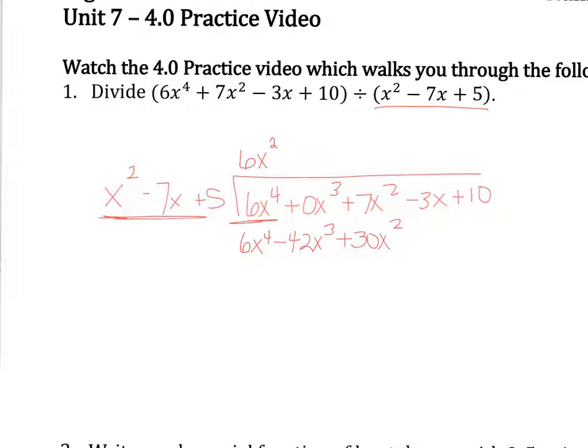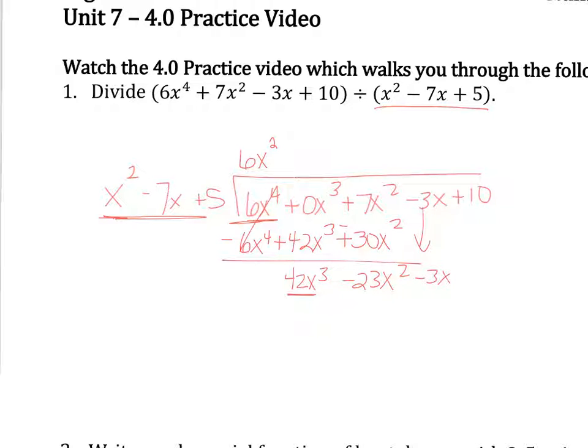So we've divided, we've multiplied, now we're going to subtract. When we're subtracting, we change all of the signs, and then we can just look at it as adding the opposite. So these cancel. We have 42x cubed and negative 23x squared. Then we're going to bring down this next term and we'll have negative 3x. So then the whole process starts over.